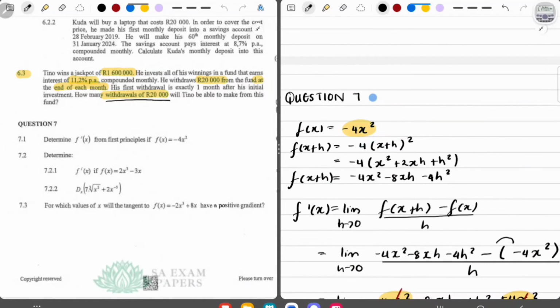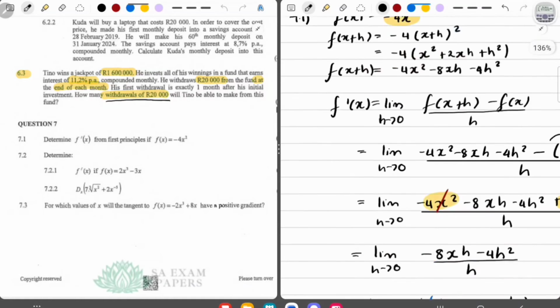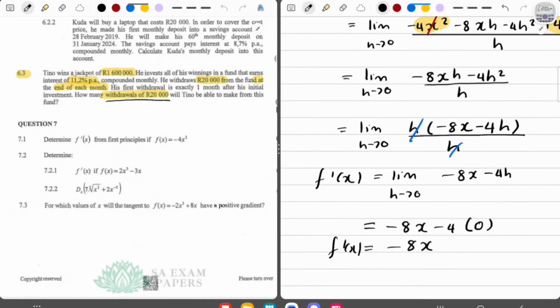Just to make sure that you are correct, you can go ahead and derive this using the power rule so that you see that you have actually derived that properly. Okay, so power rule, negative 4 times 2, negative 8. And as you can see, that is exactly what we have here. So you can just make sure you do that.